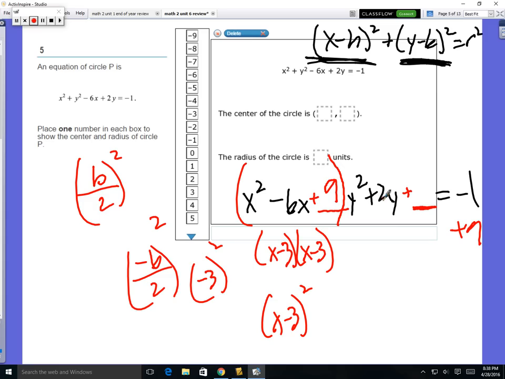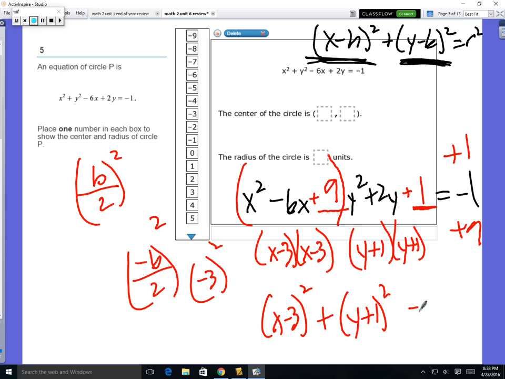Take b, cut it in half. 2 cut in half is 1, times it by itself. 1 times 1 is 1. You add a 1 on this side, you've got to add a 1 on this side. Okay, now factor this, and that will factor to y plus 1 times y plus 1, which is (y plus 1) squared. And then on the right hand side, you've got 3 squared.